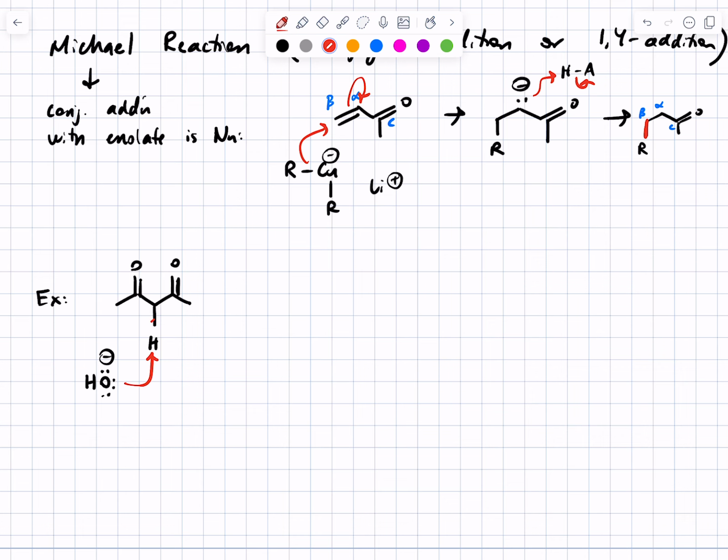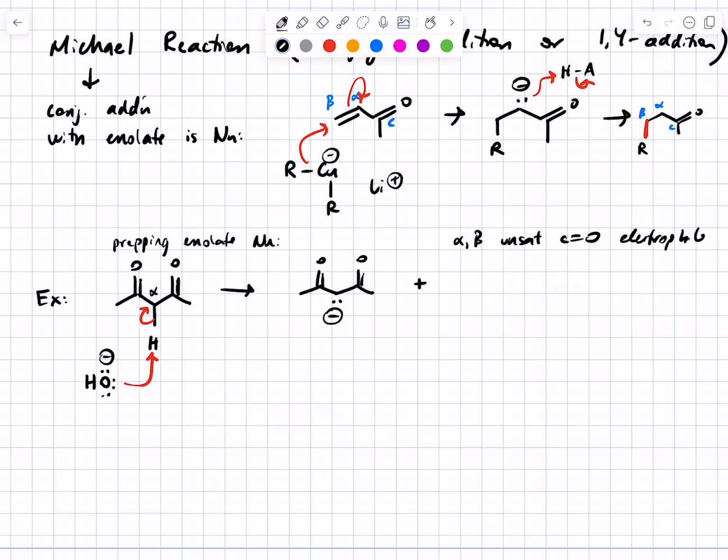The first step is to deprotonate at the alpha carbon. So what we're doing now is we're preparing the enolate nucleophile. We're going to deprotonate at the alpha carbon to generate this intermediate. Okay. And then we can introduce our alpha beta unsaturated carbonyl compound as an electrophile.